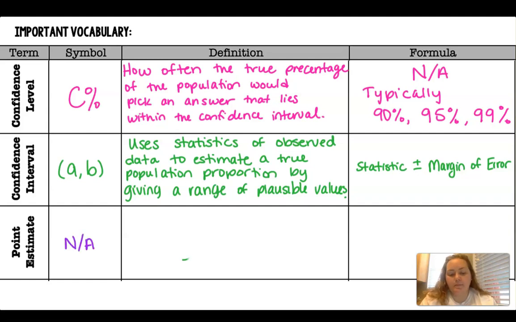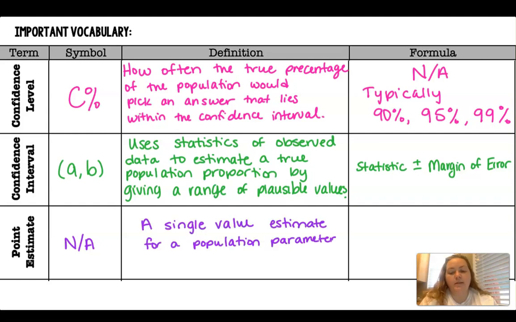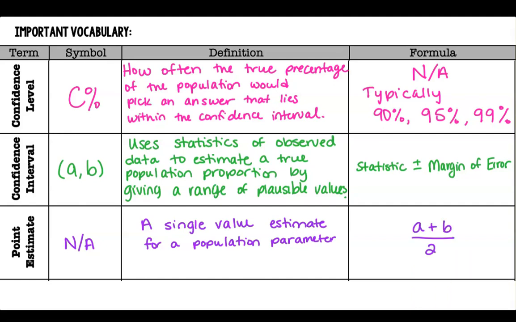Your point estimate is basically the value in the middle of your interval, so a single value estimate for the population parameter. We find this by taking your highest value and your lowest value and adding them together, and then dividing it in half to see what would be that value that's right in the middle of your interval.